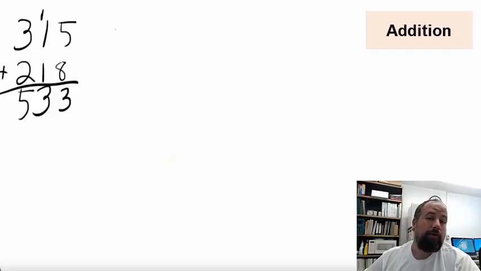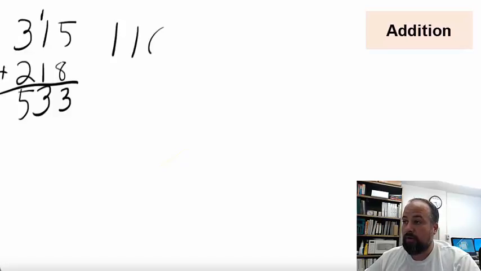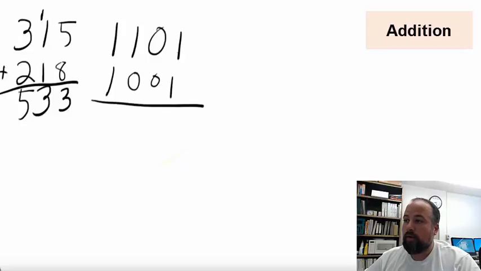Pretty straightforward. Well, guess what? Binary, just as easy. 1101 and 1001. 1 plus 1 is 2. We cannot represent 2 in binary, so that becomes a 0 with a carryover of 1.